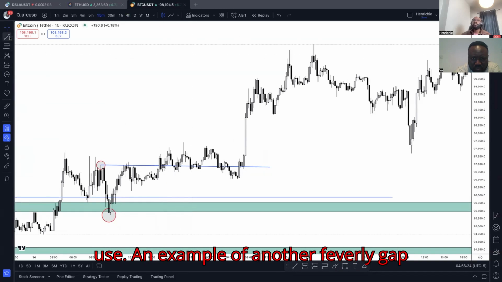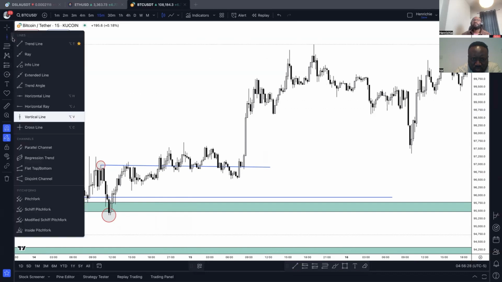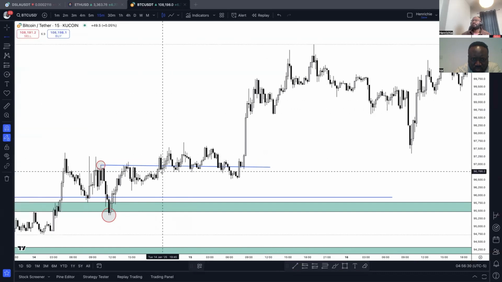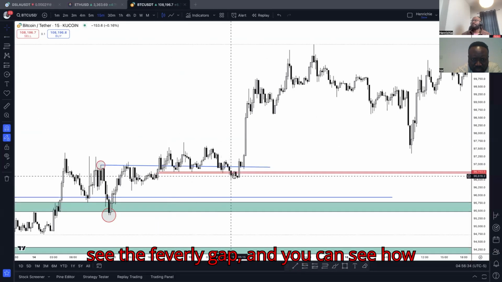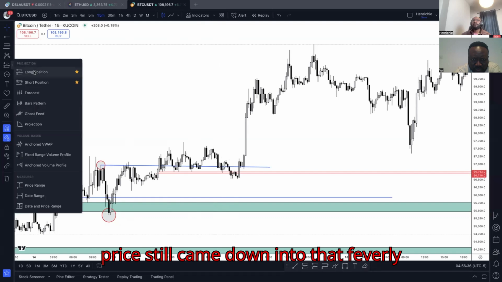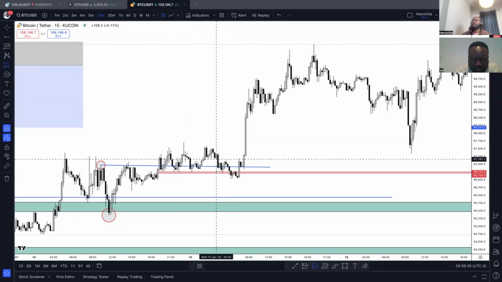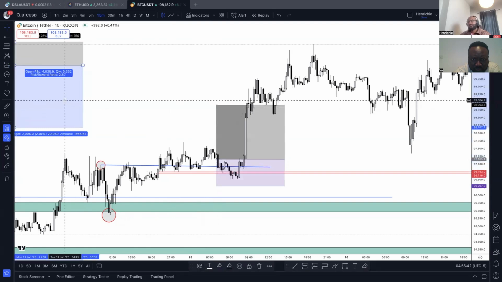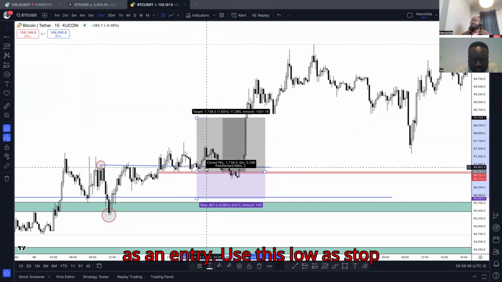An example of another fair value gap you can use is this one here. You can see the fair value gap, and you can see how price still came down into that fair value gap. You can literally just use the fair value gap as an entry, use this low as stop loss.